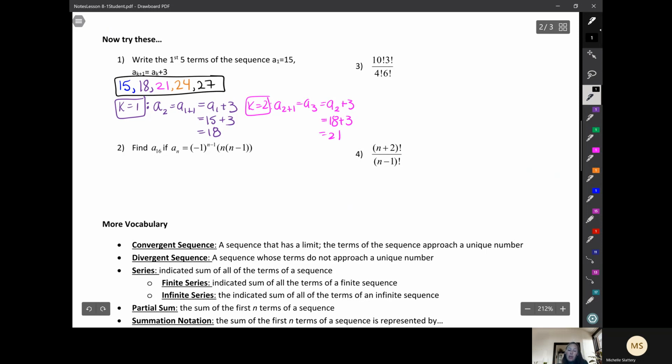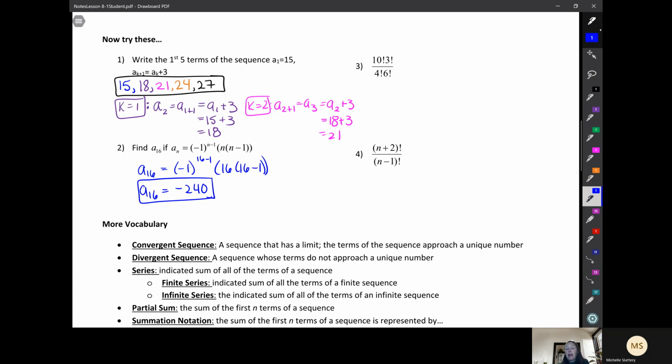All right, number 2, we want to find a sub 16 given this information here. So this here is an explicit formula, so we can just go ahead and plug in the 16. So we get a sub 16 equals -1 to the 16 minus 1, 16 times the quantity of 16 minus 1, and then we simply go ahead and calculate, and we get -240.